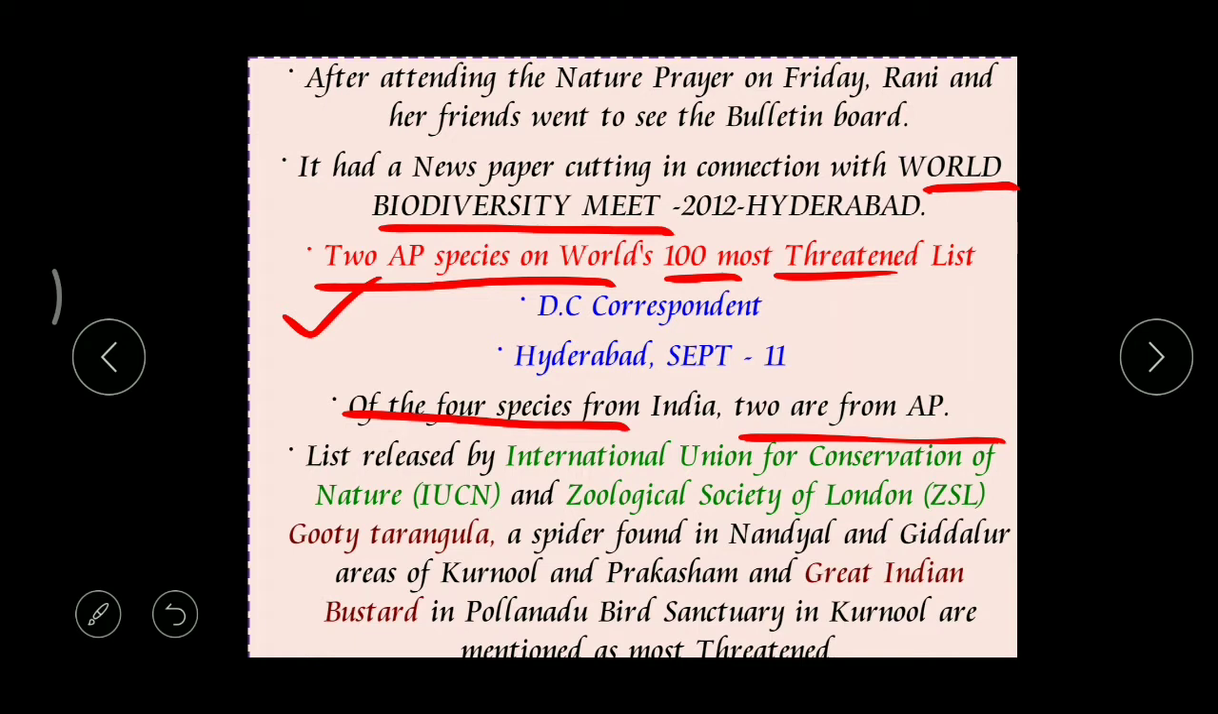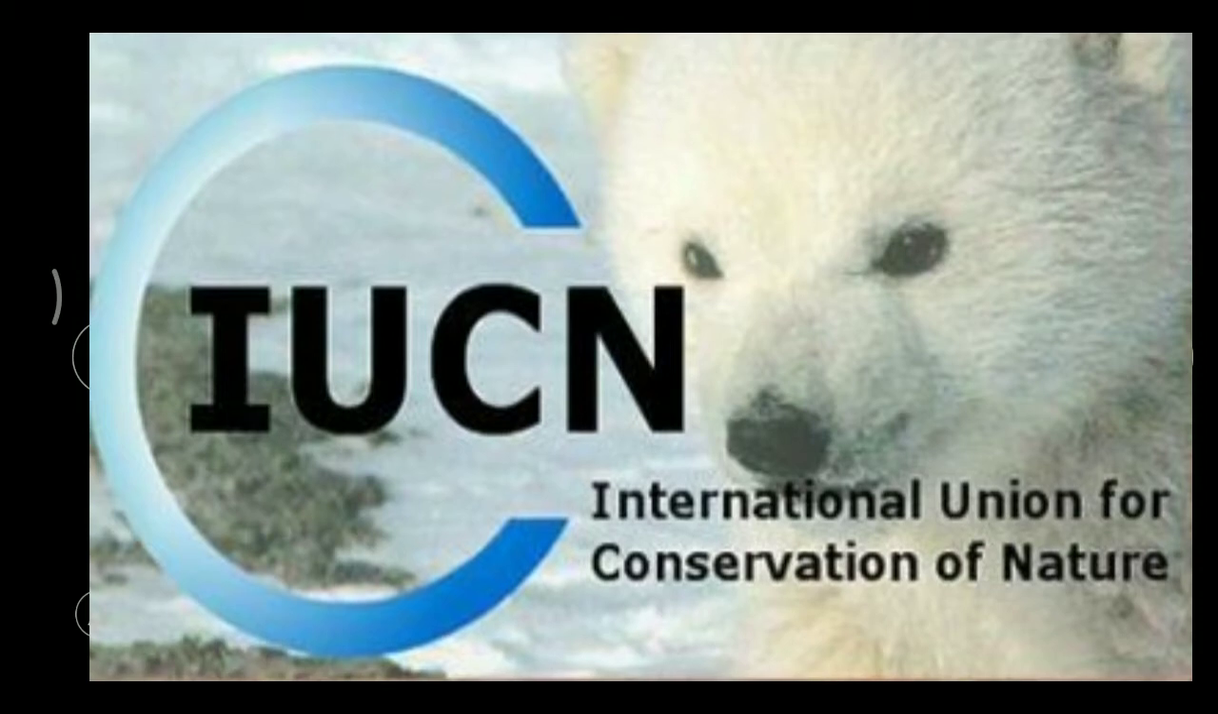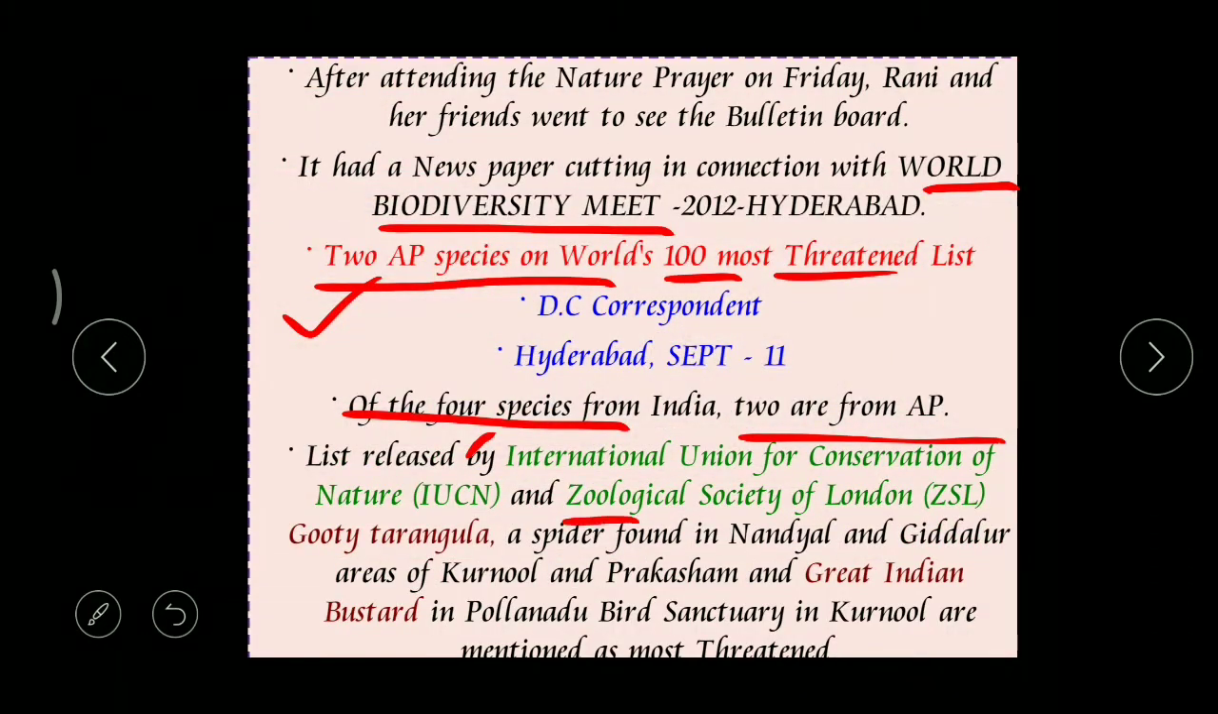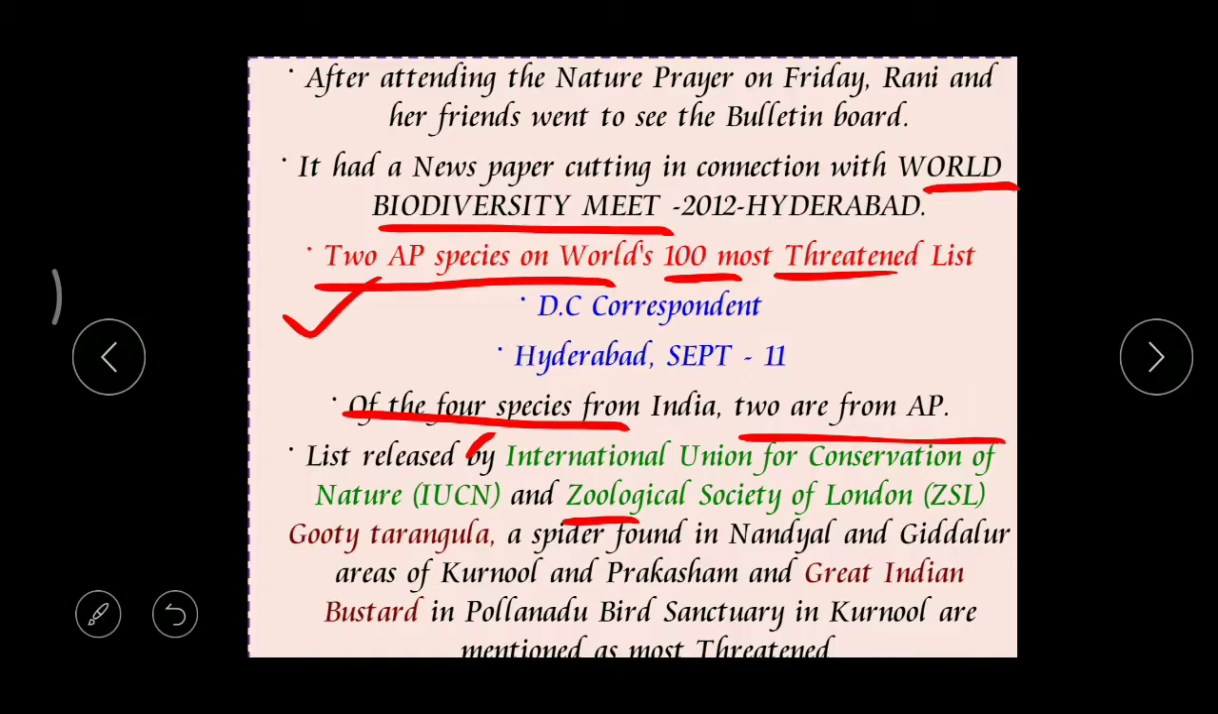Actually, this list was prepared by 2 organizations. What are they? See, here you can find that. That's the International Union for Conservation of Nature, which can be simply called IUCN. And the second one is the Zoological Society of London, which can be considered as ZSL. These 2 are very, very important for the short answers and also for the objective part. You may get questions like: Expand IUCN, ZSL, right?